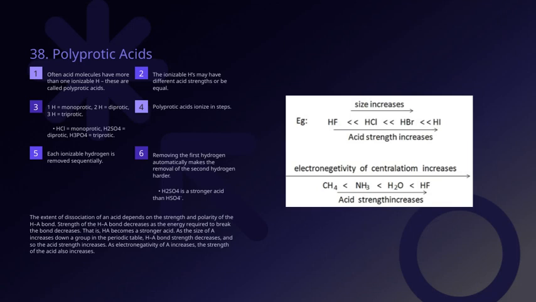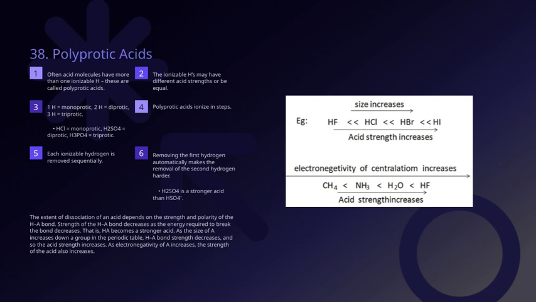Let's start by noting that sulfuric acid, H2SO4, is a stronger acid than the hydrogen sulfate ion, HSO4-. When the first hydrogen is removed from H2SO4, it becomes HSO4-, and removing that first hydrogen actually makes it harder to remove the second one. This highlights an important concept.